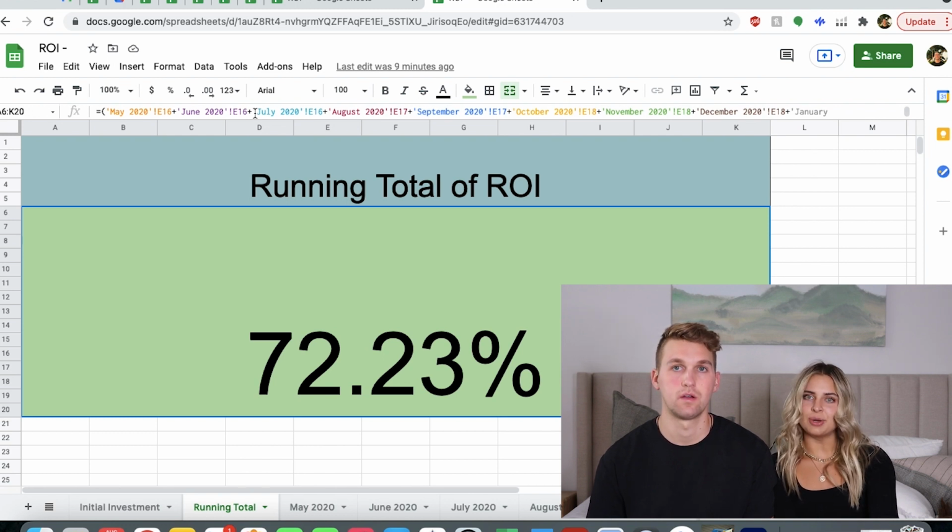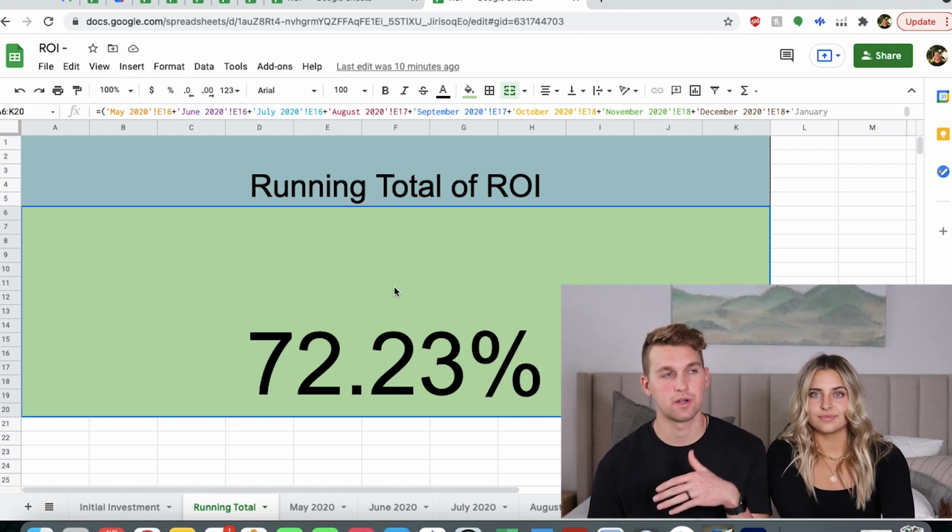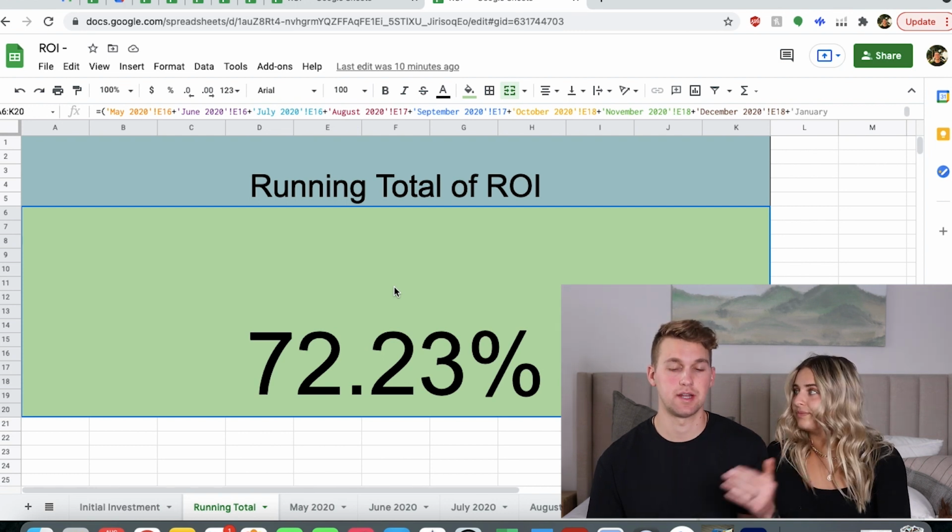And so far on this property, we are at 72.23%, which is absolutely incredible for a rental property. Like we said at the beginning, we always try to shoot for like 10-15%, and so 72 is pretty awesome, and that's with the help of the cash out refinance. We wouldn't have been able to have it this high if it wasn't for the refinance, because we would have had more in the deal. It still would have been a good return, but not as good as this.